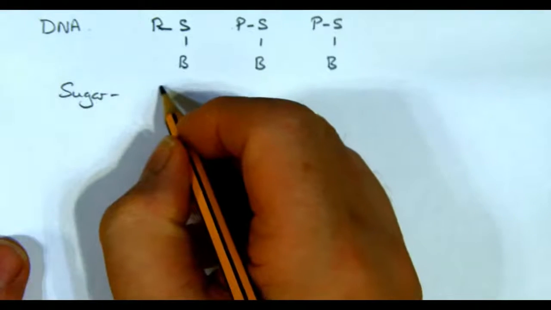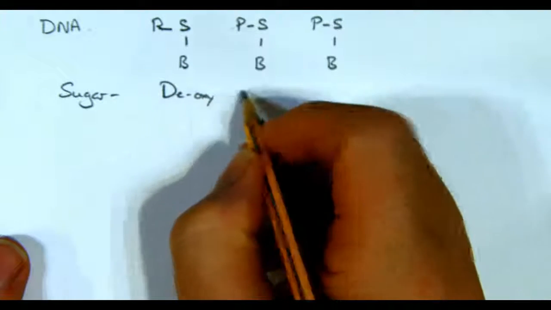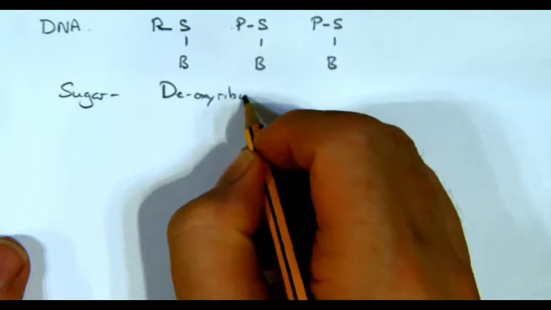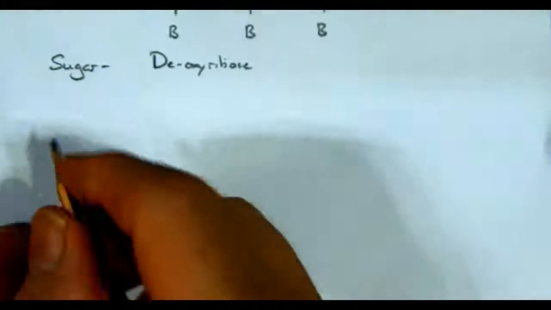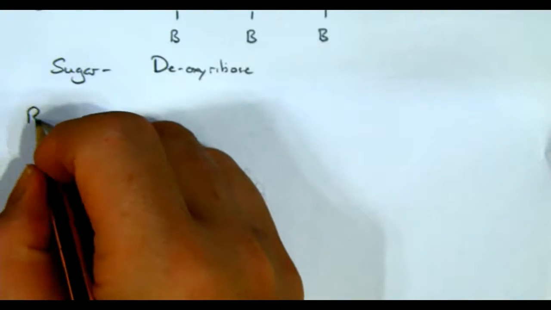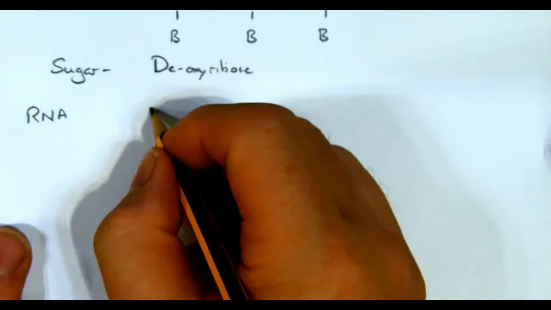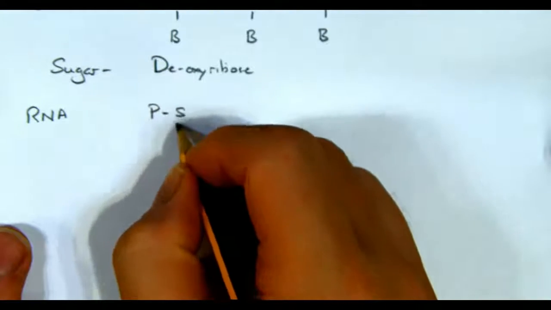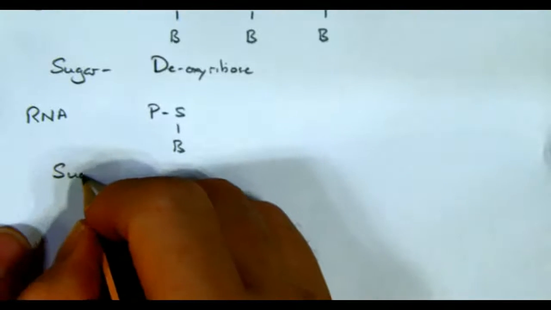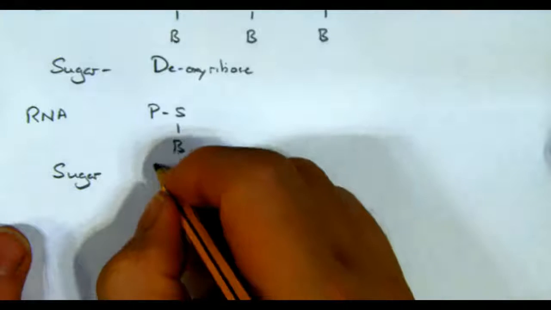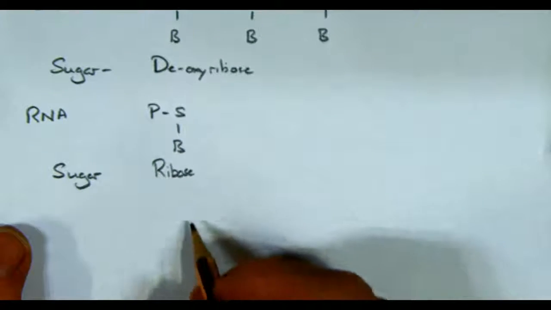Now for DNA, the sugar will be deoxyribose. For RNA, then we've got this phosphate and sugar with its base, but the sugar here is going to be just ordinary ribose.